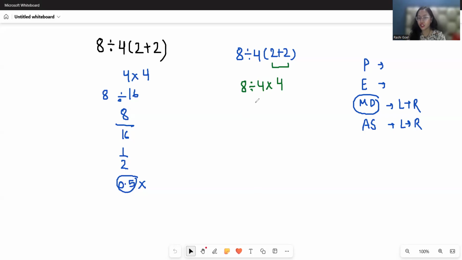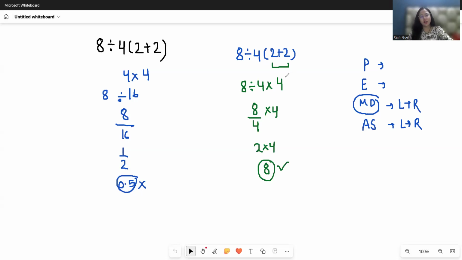From left it is division. So we can write 8 divided by 4 times 4, which is equal to 2 times 4, which is 8. So what is the correct answer? 8, not 0.5. I hope it's clear and you learned something new and how to apply this PEMDAS rule in this type of expression. If you follow the right approach, you will always reach the right answer.